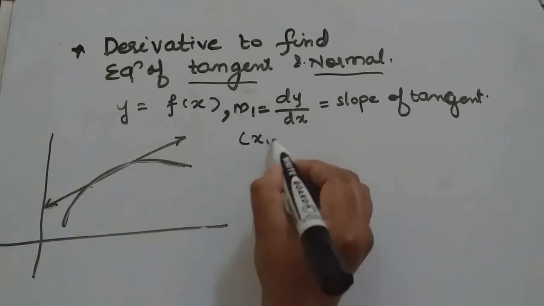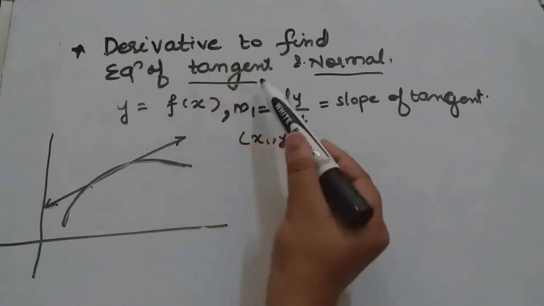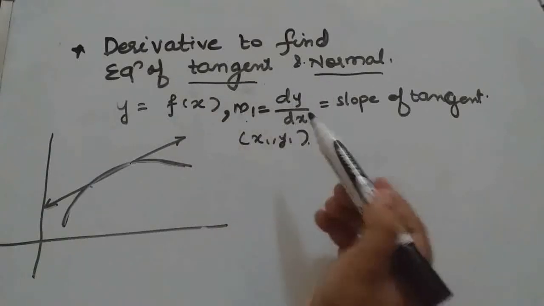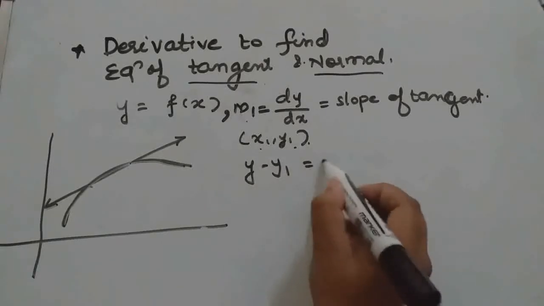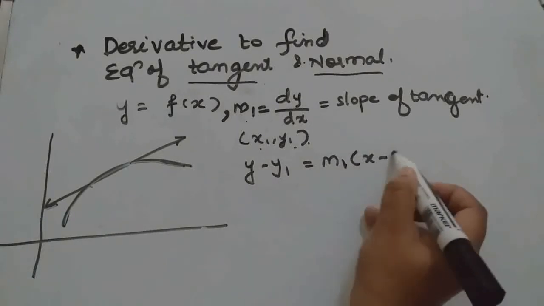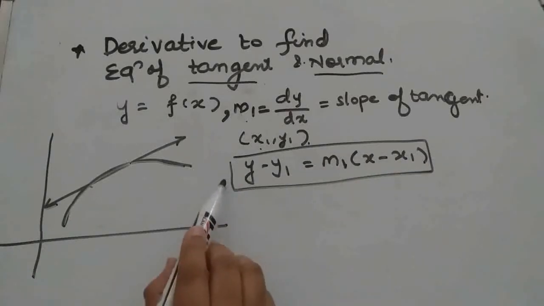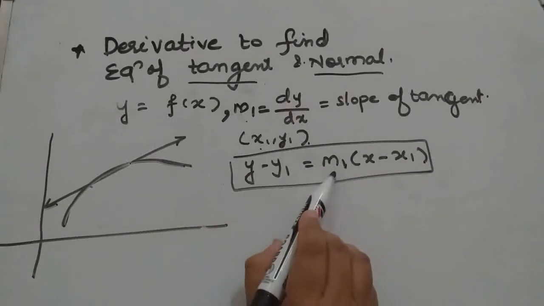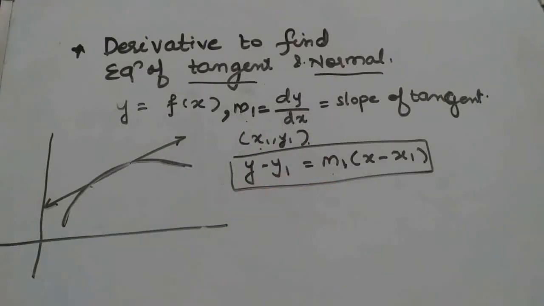Suppose (x1, y1). So the equation of the tangent having slope m1 and passing through (x1, y1) will be y minus y1 equals m1 times (x minus x1). This we can use to find the equation of the tangent, where m1 will be the derivative of the curve, dy by dx.